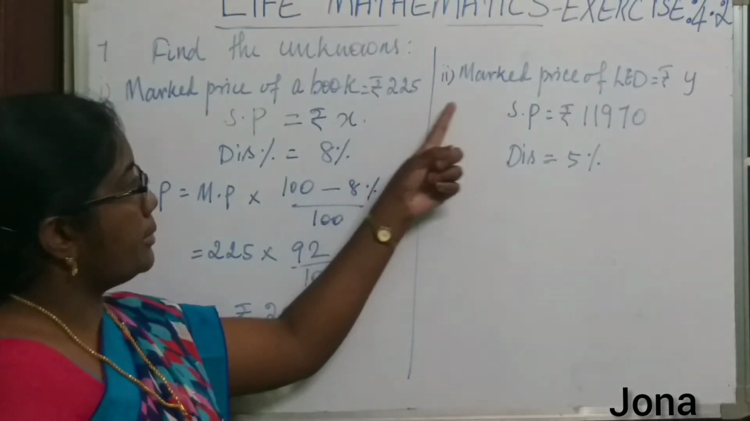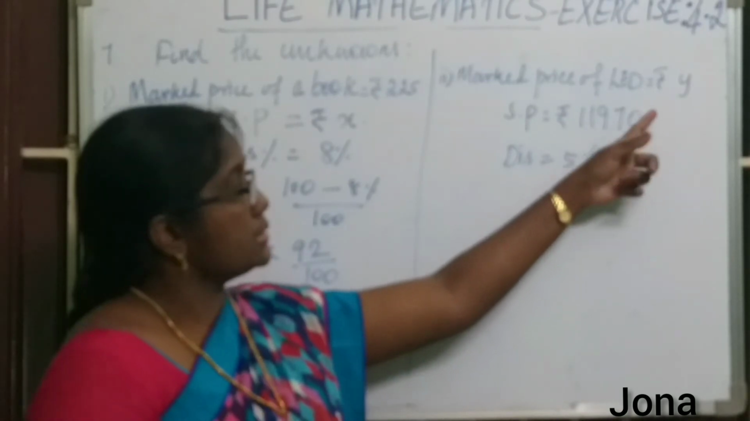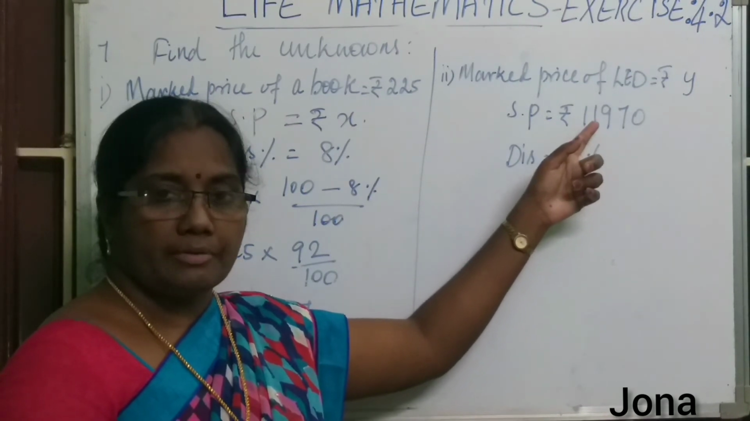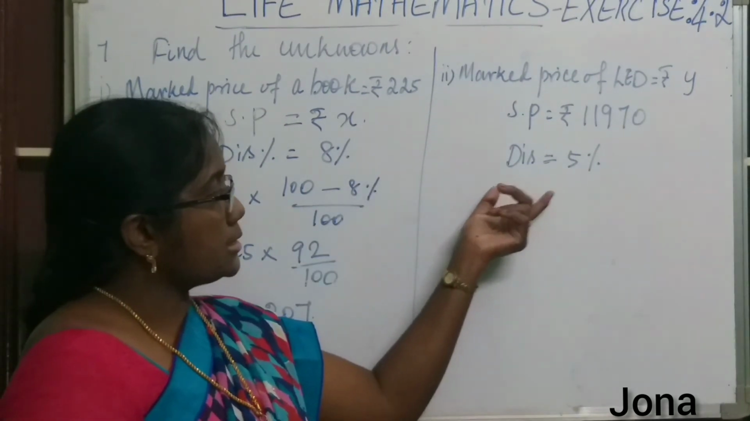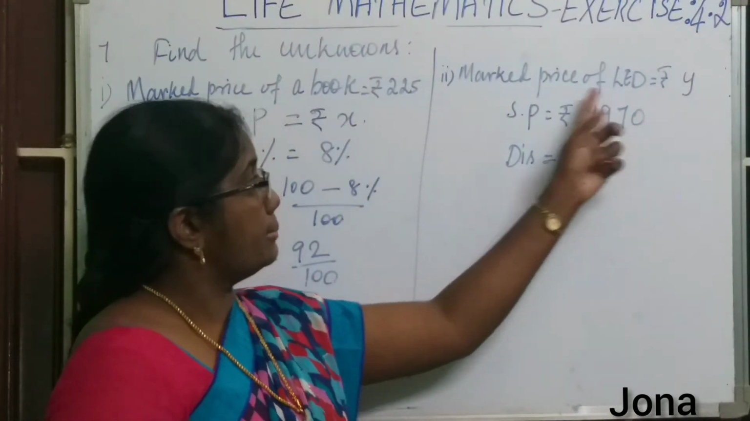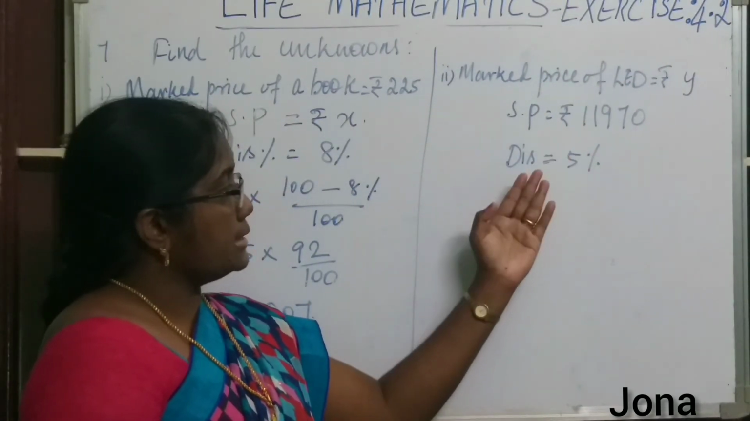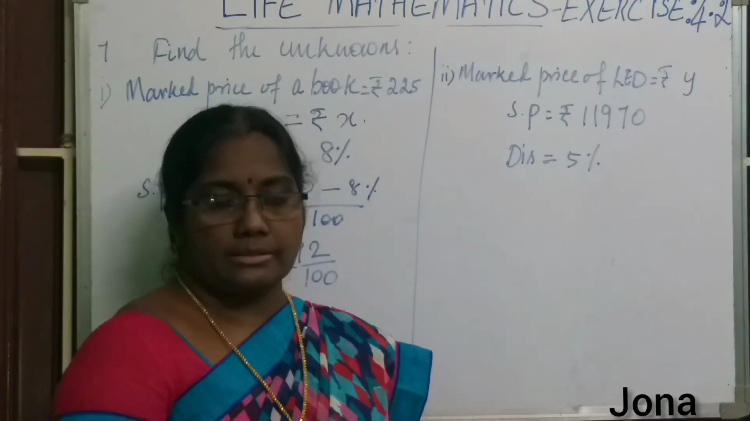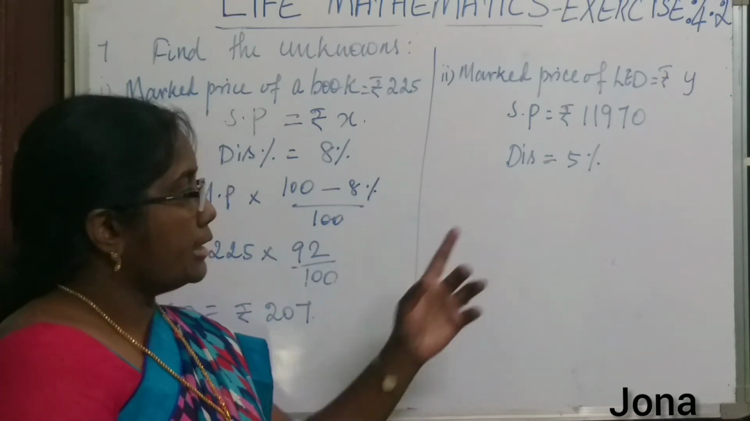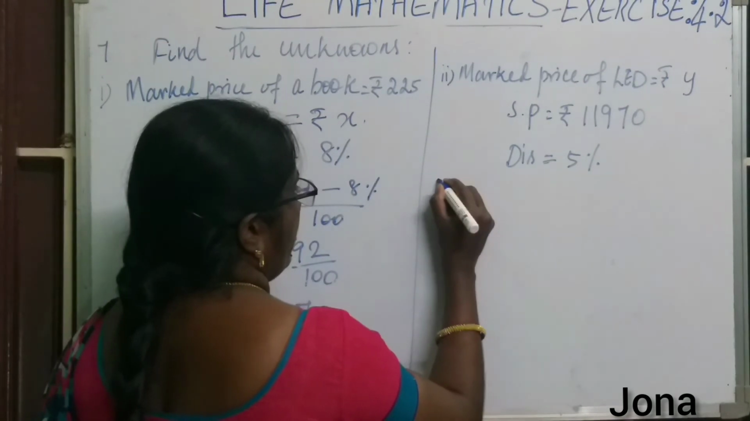Second division of seventh problem. Here it's given mark price of the LED TV is rupees Y. And SP of this LED TV is rupees 11,970. And discount is 5%. We want to find the value of Y. That means mark price Y here. Okay. And if selling price, we know the formula for selling price. The one and only formula. We are using the same formula for all the problems here. If loss or discount is given, we have to subtract that. Okay. So the same formula we want to use here.